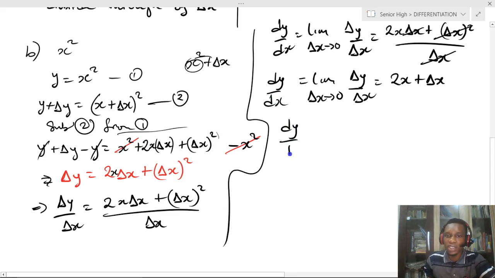Therefore our dy/dx, now let's take the limits. If delta x is turning to 0, it means that anywhere I see delta x, I should put it as 0. So this delta x becomes 0, there's no delta x here, because they say delta x is tending to 0. Then my final answer is just 2x. So therefore, know that dy/dx of x squared is 2x. Is that okay?